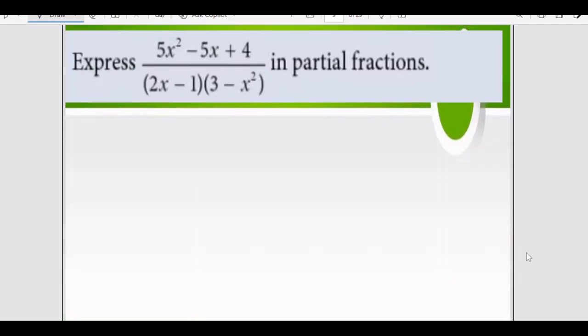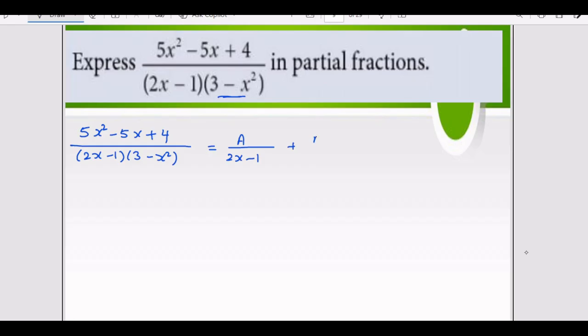Now another example: we have the quadratic in the numerator as well, and in the denominator we have the cubic. So now again we have one quadratic factor, so we will use this type 3 again: (5x² − 5x + 4) over the denominator, which is (2x − 1)(3 − x²). This is equal to a over the first factor, 2x − 1, plus (bx + c) over the second factor, which is 3 − x². So this is the one.